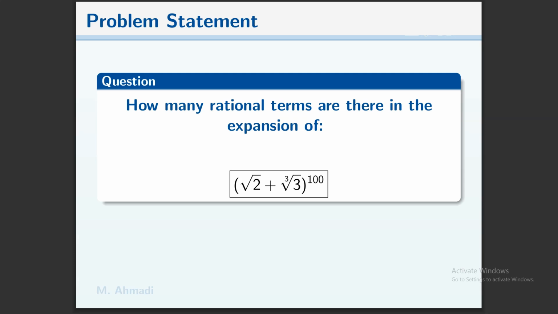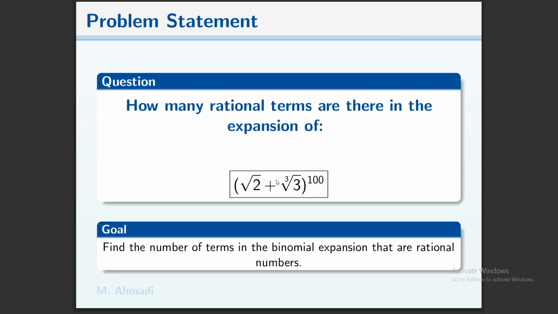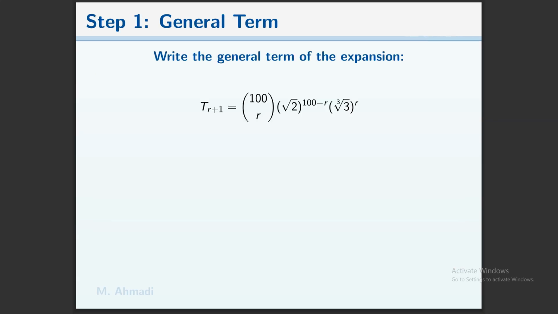Here is the expression: (√2 + ∛3)^100. Find the number of terms in the binomial expansion that are rational numbers. Let's write the general term of the expansion. T_(r+1) equals 100 choose r, multiplied by (√2)^(100−r) and (∛3)^r, where r equals 0, 1, 2, and so on up to 100.